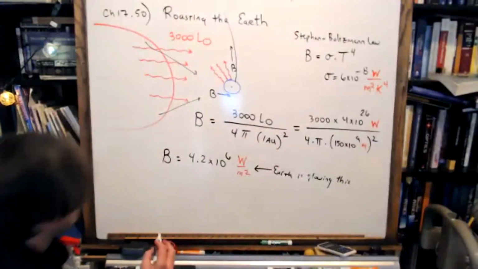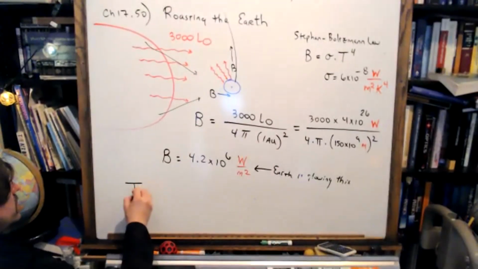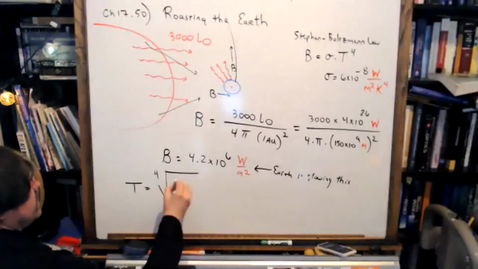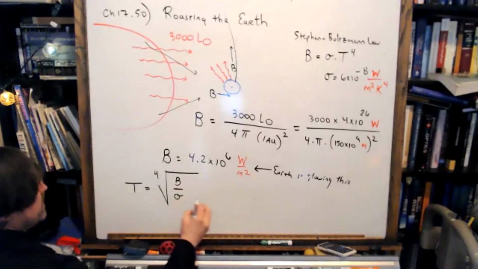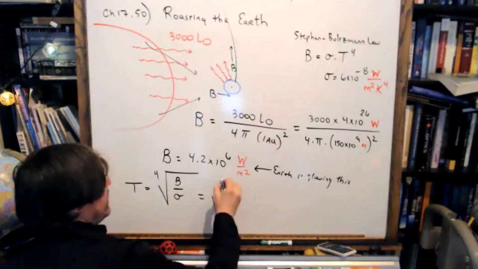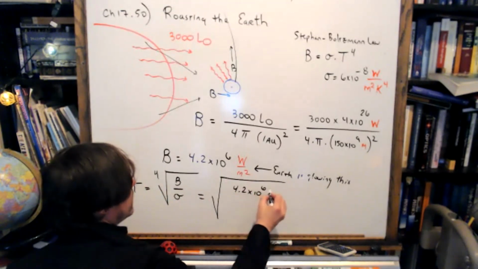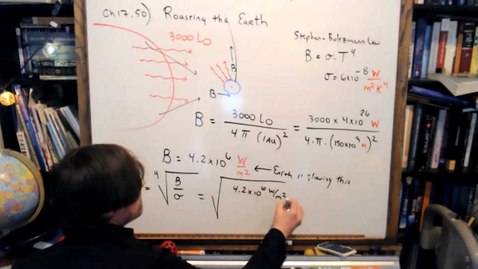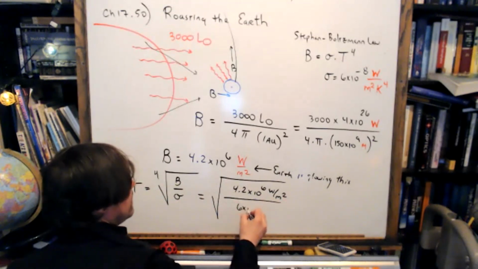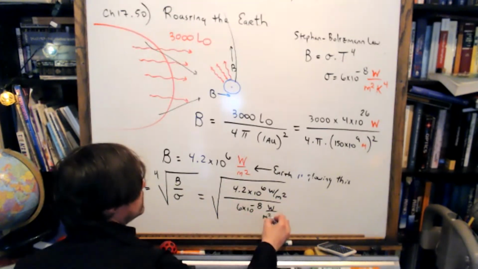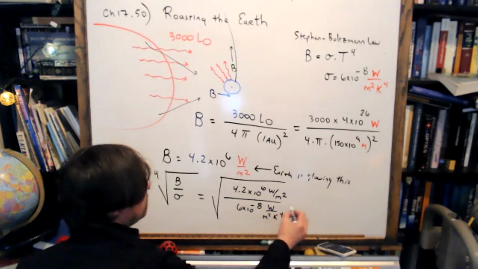Okay, so B over sigma, and T equals the fourth root of that. The fourth root of the brightness over the Stefan Boltzmann constant. So we have the fourth root of 4.2 million watts per square meter divided by 6 times 10 to the negative 8 watts per meter squared per Kelvin to the fourth. Punch that up for me.